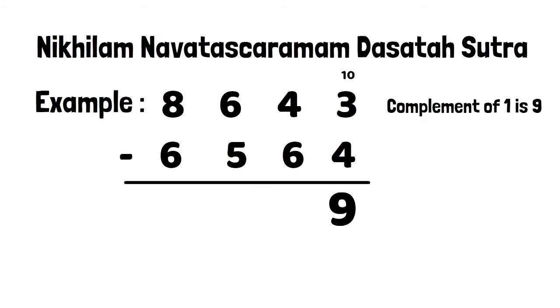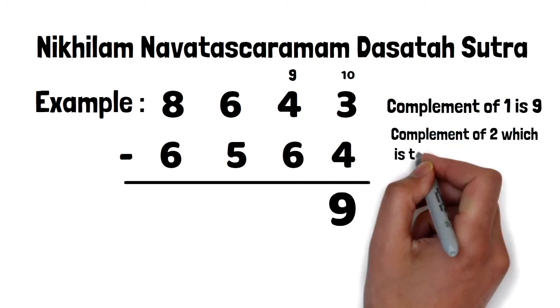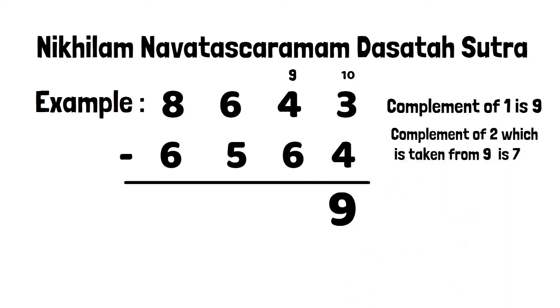Let's move to the second column. As 4 is smaller than 6, here also rule number 2 has to be applied. Let's find the difference of 6 and 4, which gives us 2. But this time the complement has to be taken from 9 instead of 10, as the meaning of the sutra states that all from 9 and last from 10. The complement of 2 taken from 9 is 7, as 9 minus 2 gives us 7. So we have to write 7 in the answer column.